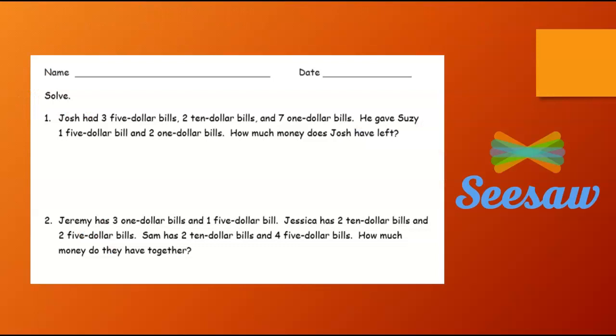It is now your turn. You're going to get your exit ticket. You're going to solve these. Make sure you show me your work, how you solved each one. You have plenty of space here to do that. Take a picture, Seesaw it to me.